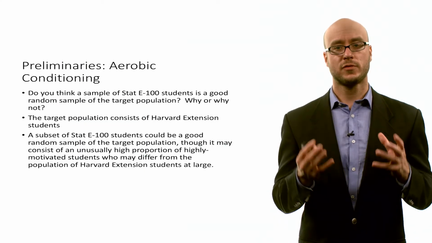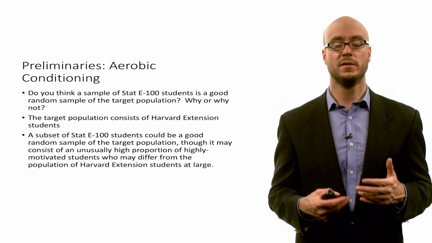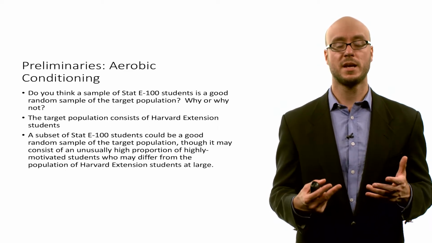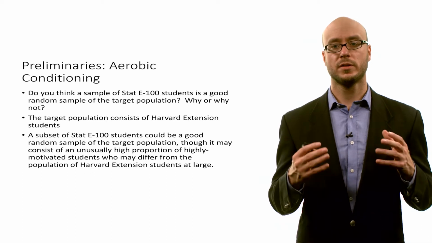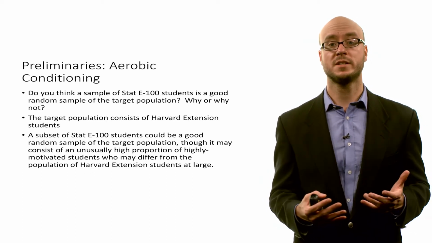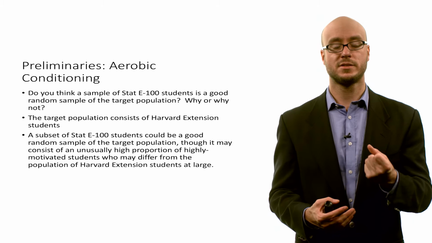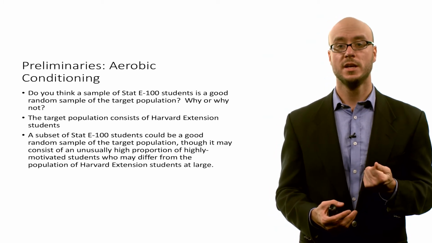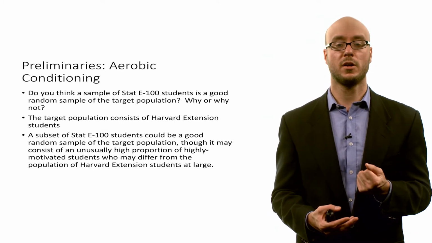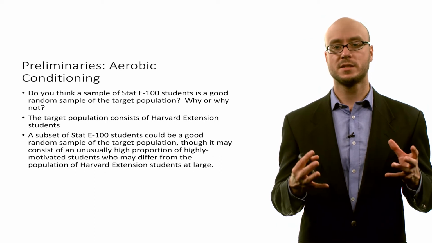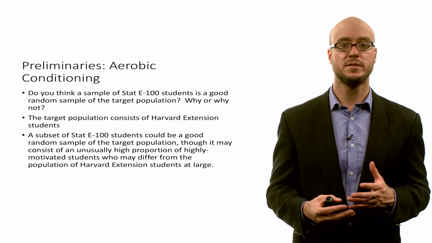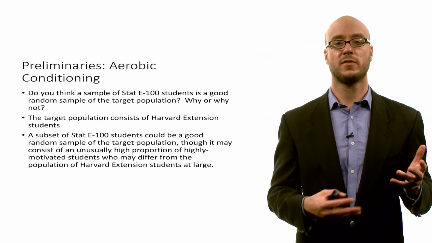So first of all, we might ask, do we think this sample of STAT100 students is a good random sample of the target population? Well, the target population consists of all Harvard Extension students. So the subset of STAT100 students could be a good random sample of our target population, but it may consist of a higher proportion of highly motivated students who may differ from the population of Harvard students at large. The key point is that for now we're going to treat this as a pretty good sample of our target population.